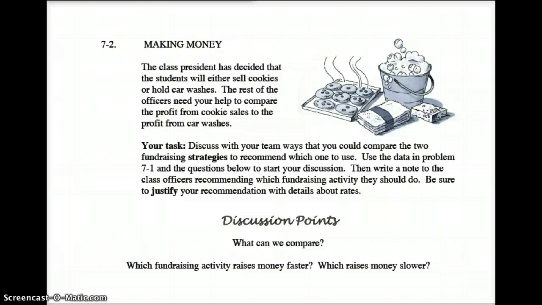As we go on to the next question, 7.2. The class president has decided the students will sell cookies and hold car washes. Okay, why did they do that? Well, because they make the most money. And we already kind of did this. We need to help compare the sales. Well, we did. The cookie sales, remember, made about $167 per week, and the car washes made $175 per week. So that's how we compare those two. They make quite a bit of money.